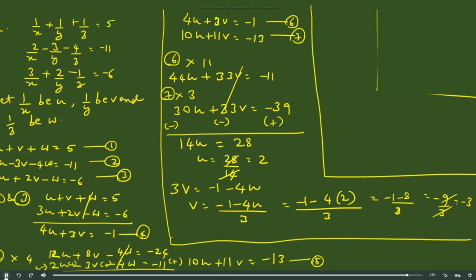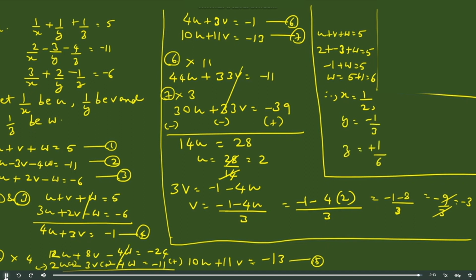Come to Z. Now you know that u plus v plus w is 5. u is equal to 2. 2 plus minus 3 plus w is 5. Minus 1 plus w is 5. w is 5 plus 1 equals 6. Therefore, x is equal to 1 by 2, y is equal to minus 1 by 3, z is equal to 1 by 6. This is the answer.